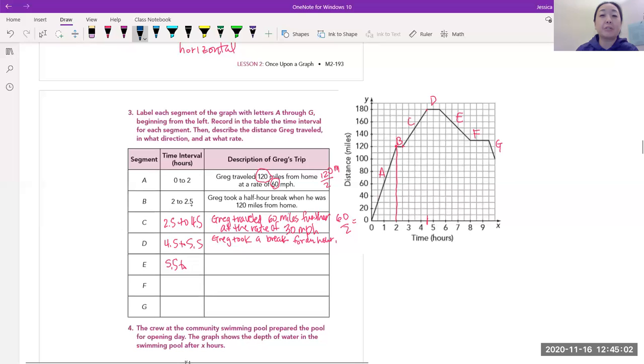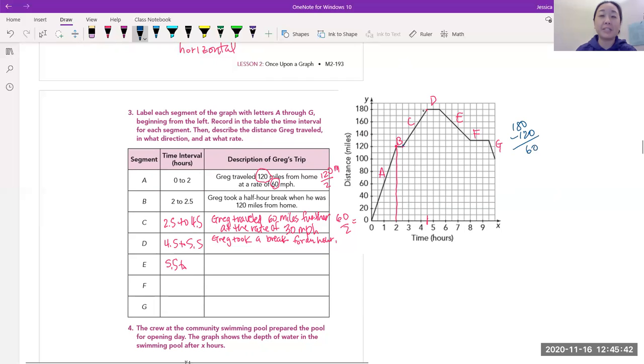So we already talked about from 0 to 2 and 2 to 2.5, right? That was the A and this is the B. And then for C, we're like, okay, we traveled more, right? Because you see there's a slope. So we say Greg traveled 60 miles further from his home, right? And at the rate of 30 miles per hour. So how in the world did we get 60? Remember we started 120 miles away from home, and then we went to 180. So 180 minus 120, that's 60, right?